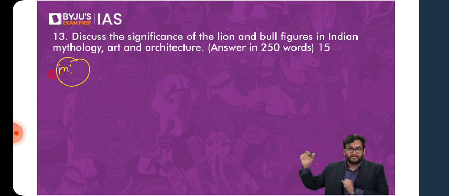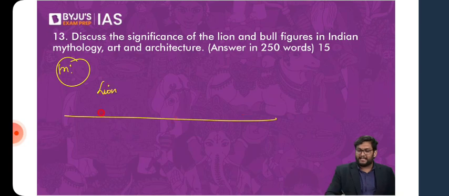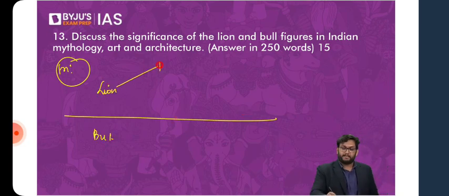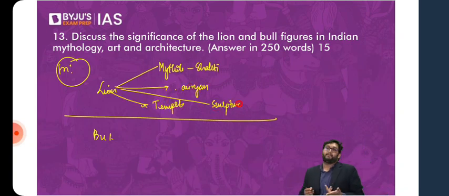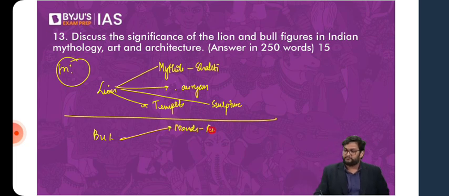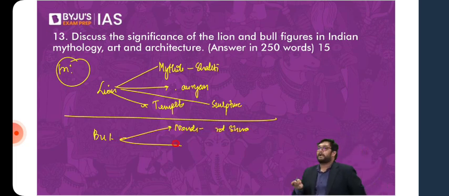So we've seen lion in mythological perspective related to Shakti. We have seen it in the context of art and culture in Mauryan pillars. We have seen it in the context of what we call temple architecture. It is represented in sculpture. Thereafter, bull, where have we seen, again, mythological reference, Nandi, which is Lord Shiva. And with Lord Shiva, we also see Mauryan reference, again post-Mauryan reference, the temple aspect. See, these questions don't have one answer. It is on your understanding.